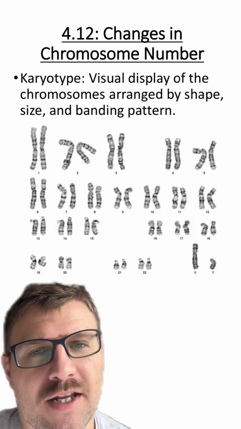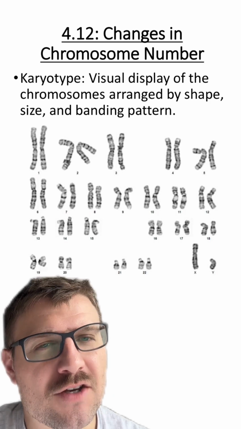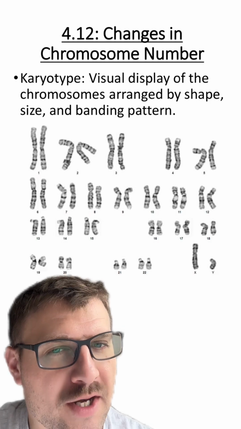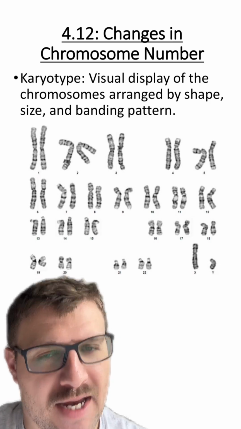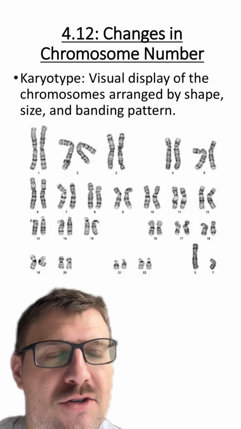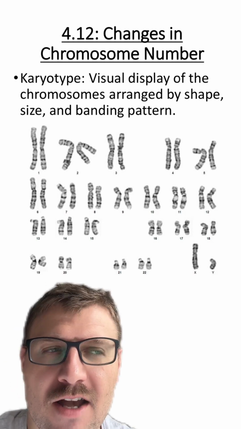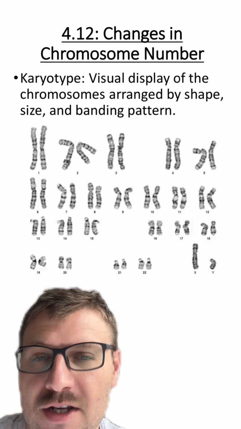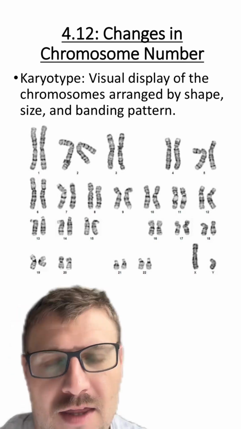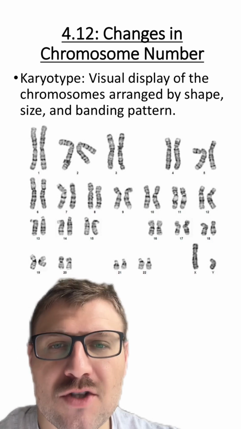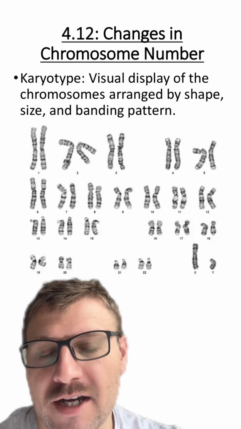The image that you're looking at here is called a karyotype, and this is a visual display of chromosomes arranged by shape, size, and banding pattern. Basically, what scientists can do is they can take chromosomes out of a cell at a certain point throughout cell division and stain them with a certain dye. This dye will stain the chromosomes in different colors, usually dark or lighter bands.